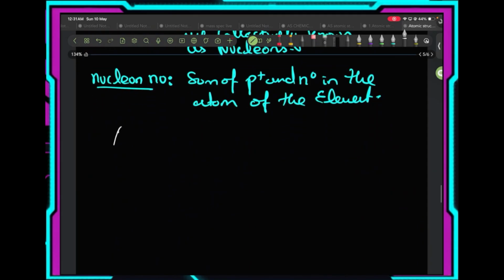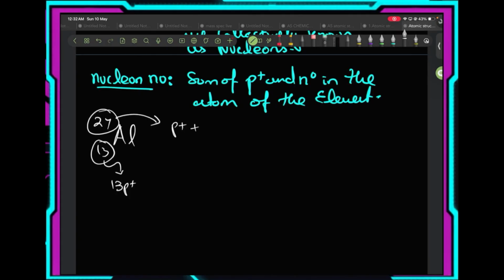For example, if you have another element, aluminium 13, 27, what does 13 tell you? That aluminium has 13 protons. But what does 27 tell you? That protons and neutrons summed together are totally 27. Now, could you find out how many neutrons it has? Yes, we could find out how many neutrons it has because we know the number of protons and we know that the protons and neutrons are collectively 27.